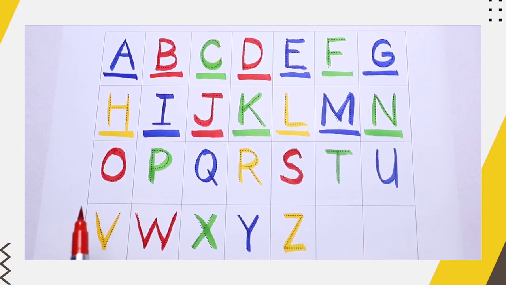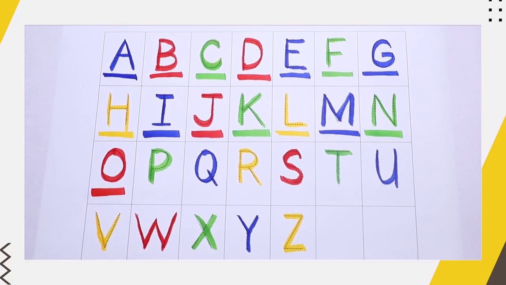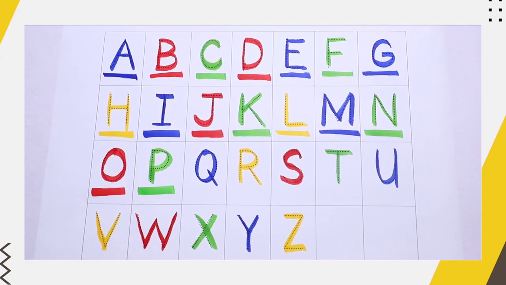Red color O. O for octopus. Green color P. P for parrot. Blue color Q. Q for queen.